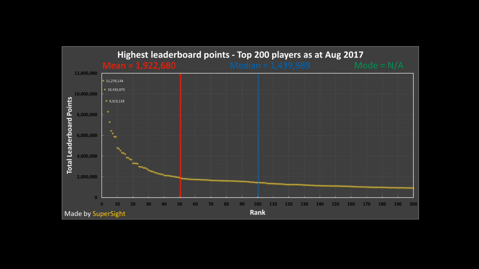Now in this first one, it's the highest leaderboard points, and it's the top 200 players as at the 20th of August 2017. So it is the top 200 leaderboard players, and every one of them is one of those little golden dots on the graph. The ranking is at the bottom. So for example, the top player is right to the left with 11 million points, all the way down to the bottom player, the 200th player, with just under a million. So that there is the graph and how I've set it out.